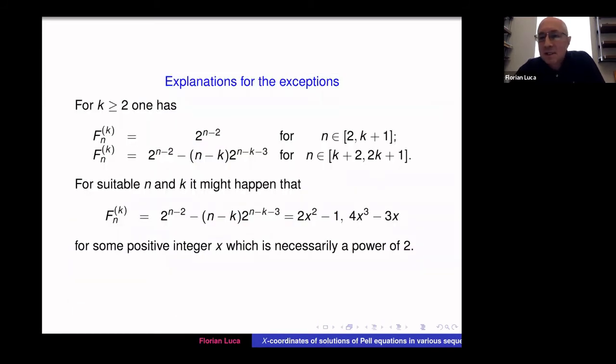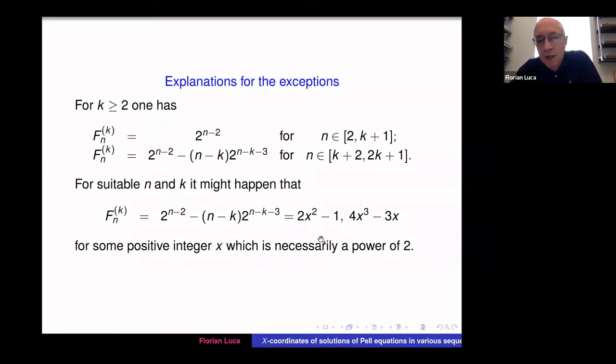Now, how did we come up with that? There are some parametric ways you can express those generalized Fibonacci numbers for a while. At some point, you lose track of them. They become complicated. You have to use some Binet formula and so on. But for a while, they have clean formulas. For example, if n is between 2 and k plus 1, it is a power of 2, and then in the next chunk of length k, it's 2 to the n minus 2 minus n minus k times 2 to the n minus k minus 3.